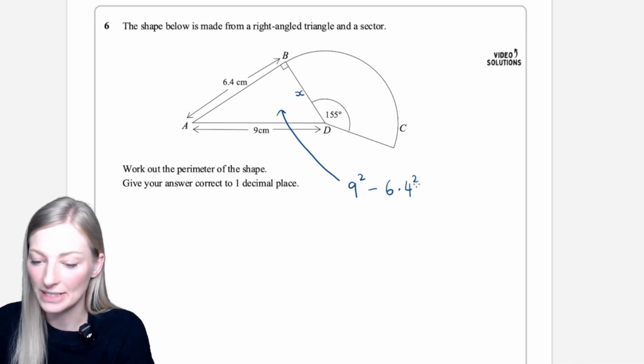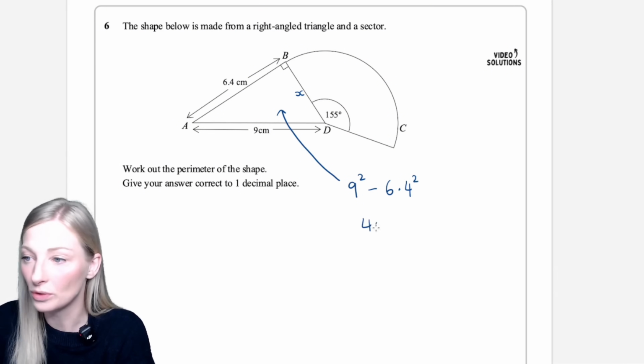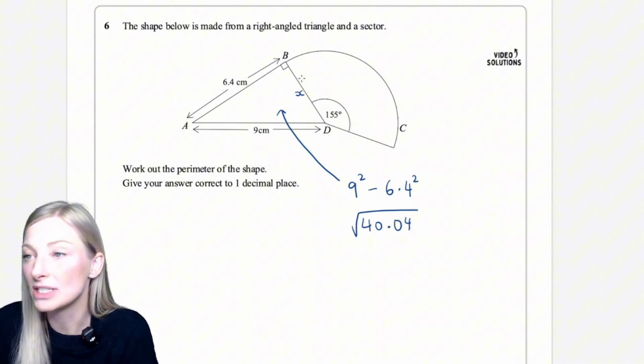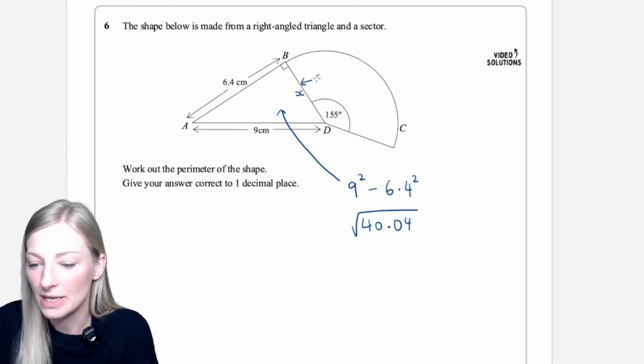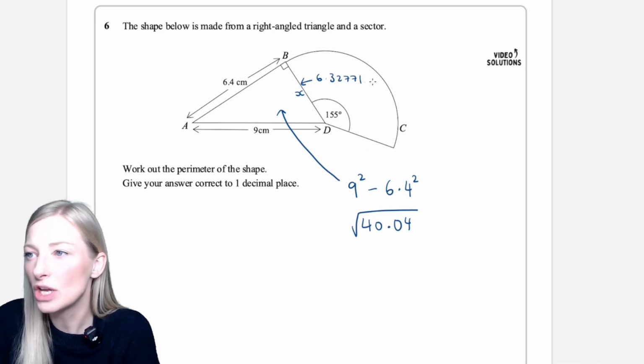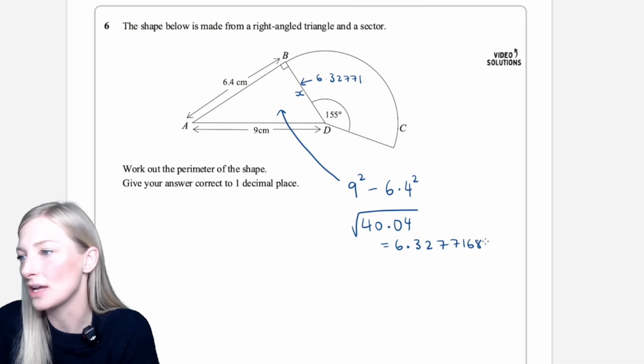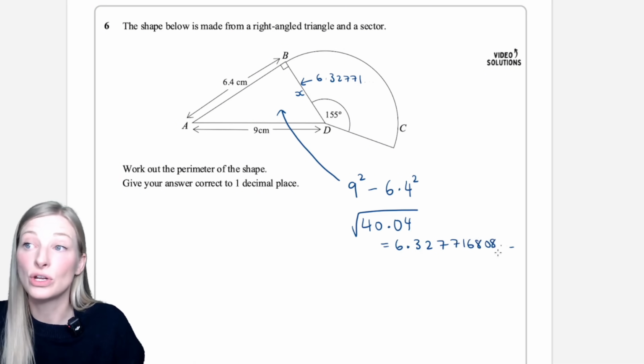9 squared take away 6.4 squared is 40.04, and then we just need to square root that to get the length of the radius, which is this value here, and that is going to be 6.32771. I don't want to round it too much just yet. I'm going to write it down here as well, 6.327716808, because I am going to carry on and use that.